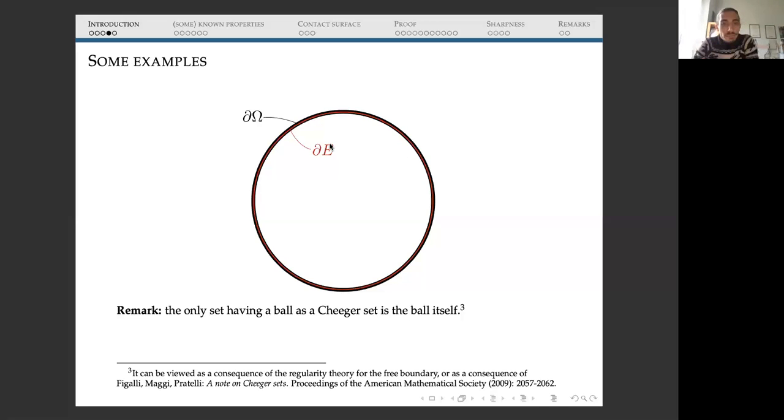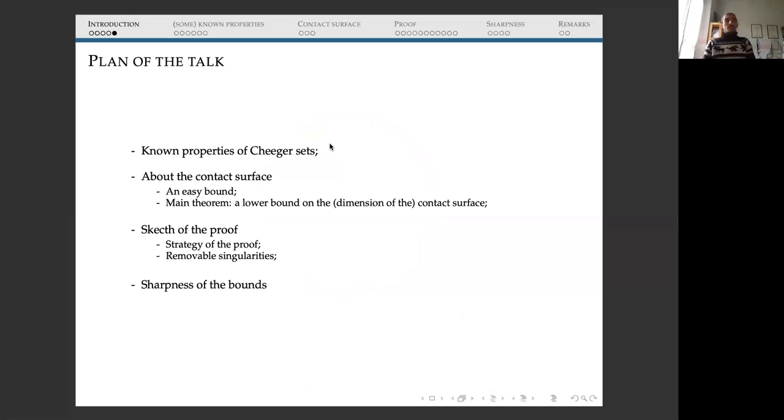Okay, so I've been showing you some examples to set the definition of contact surface and Cheeger set. Now, let me show you the plan of the talk for the next slides. In the next few slides, I would like to introduce some known properties of Cheeger sets.